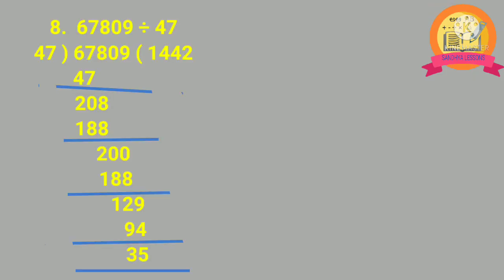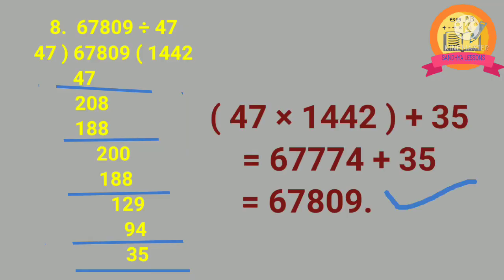Eighth problem, 67,809 divided by 47. After dividing, we get 1442 as quotient and 35 as remainder. Therefore, by verification, 47 multiplied by 1442 plus 35, that is equal to 67,774 plus 35, that is equal to 67,809. So the answer is correct.